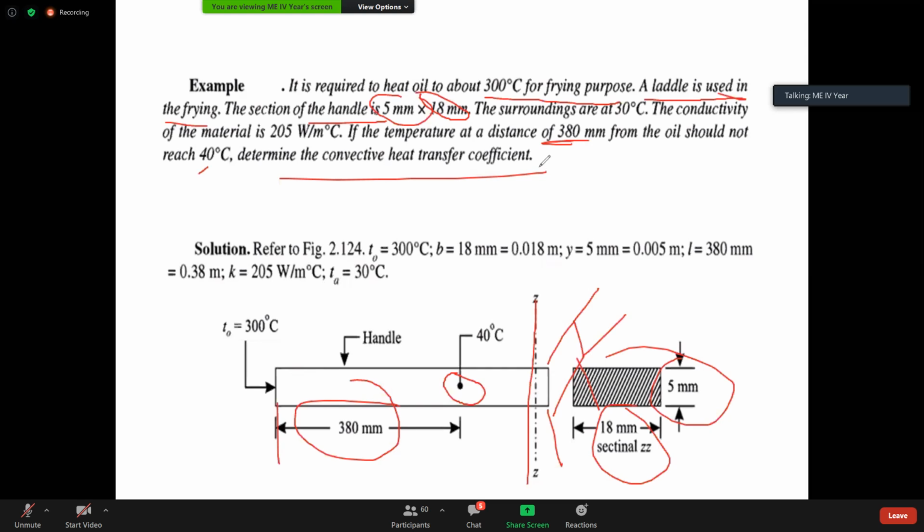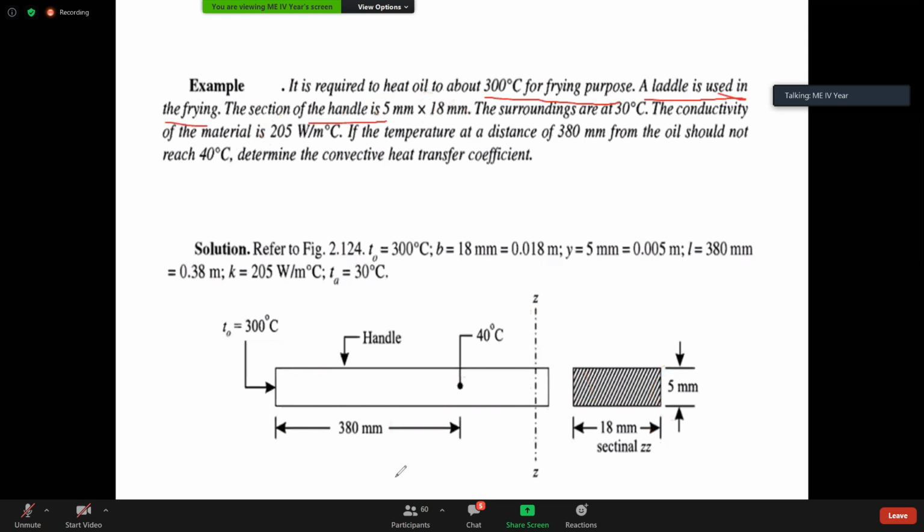Whether it is a short fin or a long fin, I don't know. The thermal conductivity of the material is also given. The temperature is given at the base, which is the base temperature, and I write it as T naught or TB. So, what does it mean? Let us see the solution side.